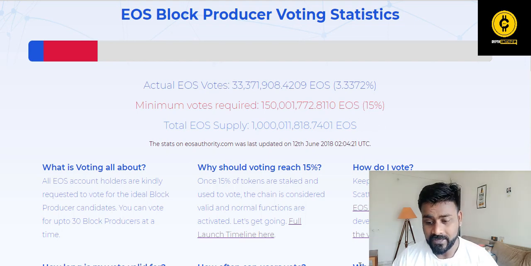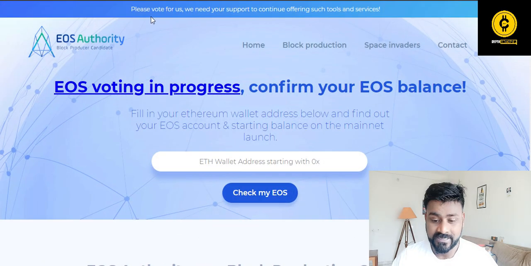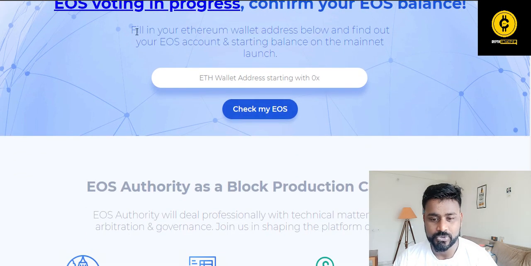But there is a way you can check all your tokens before the voting is done, as to how many you have. Just go to eosauthority.com, and on the home page you'll find it asks you to enter your Ether wallet address. If you enter your Ether wallet address here, it will show you how many EOS tokens you have got and what the address is.